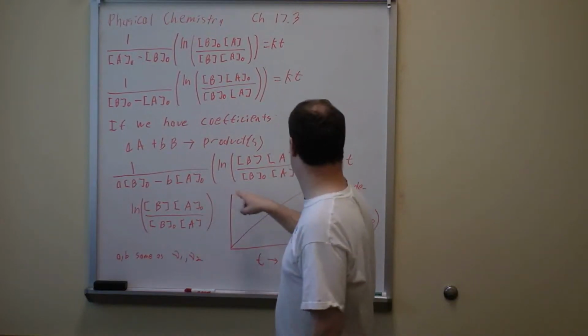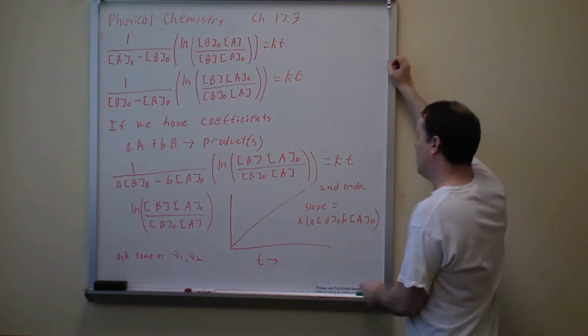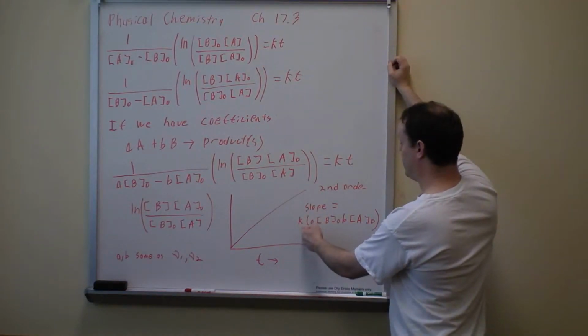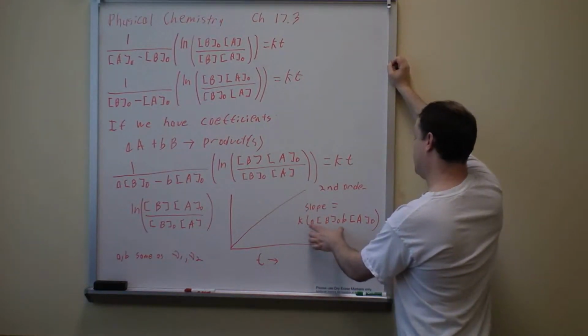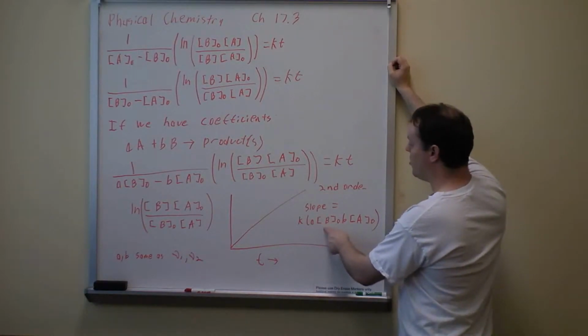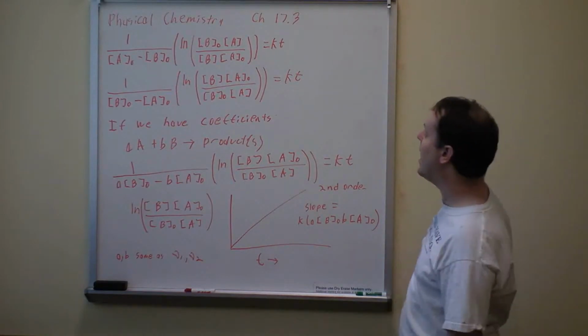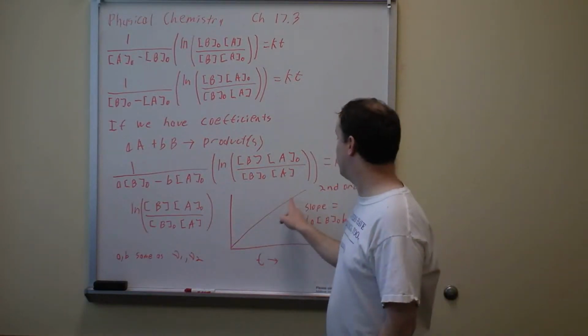Let's see, this difference here, this will be our y-intercept actually. But the important thing here, our slope is just equal to this. It's equal to the constant times the coefficient A times the initial concentration of B times the coefficient B times the initial concentration of A. So by doing this, at least you get a straight line.